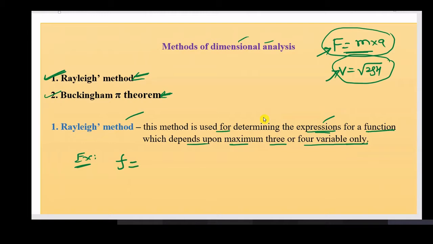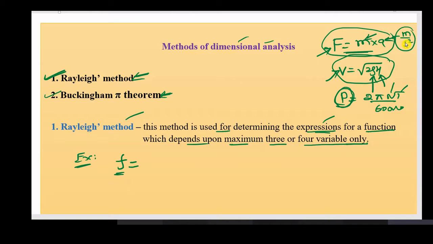So this function f depends on a number of variables. Here, for example, velocity depends on two variables, g and h. Force depends on mass and acceleration. Acceleration indirectly depends on meter per second square, that is time and length. Similarly, you take power. Power is 2 pi NT divided by 60,000. So this power depends on speed and torque. Understood? So this power is one function.